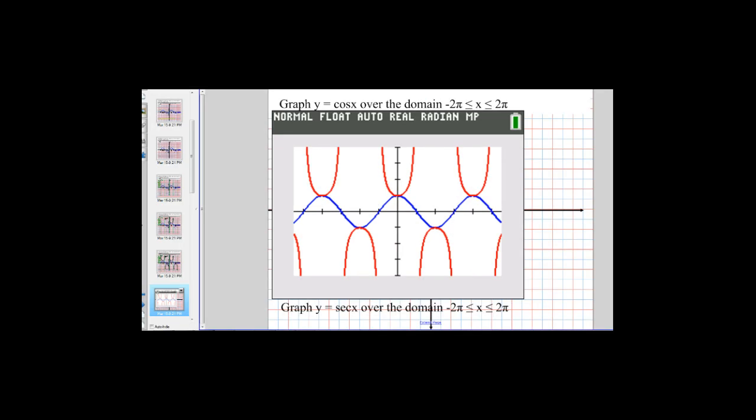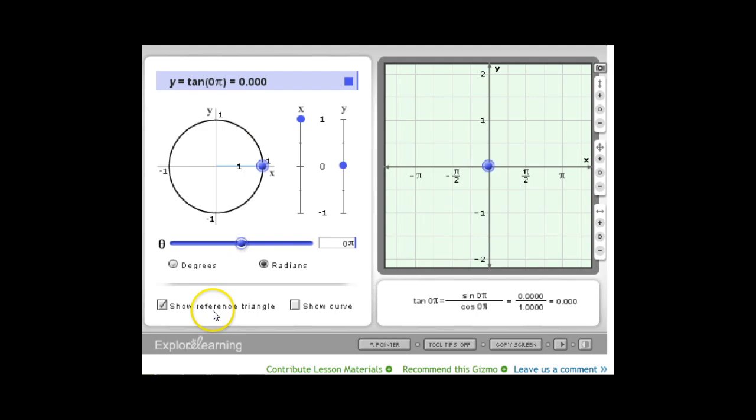Okay, so once you've made a sketch and labeled which one is the cosecant, which one is the cosine and which one is the secant, you're ready to move on to our last set of functions, which is tangent. I'd like to introduce the tangent function by looking at this gizmo. This is a great gizmo.